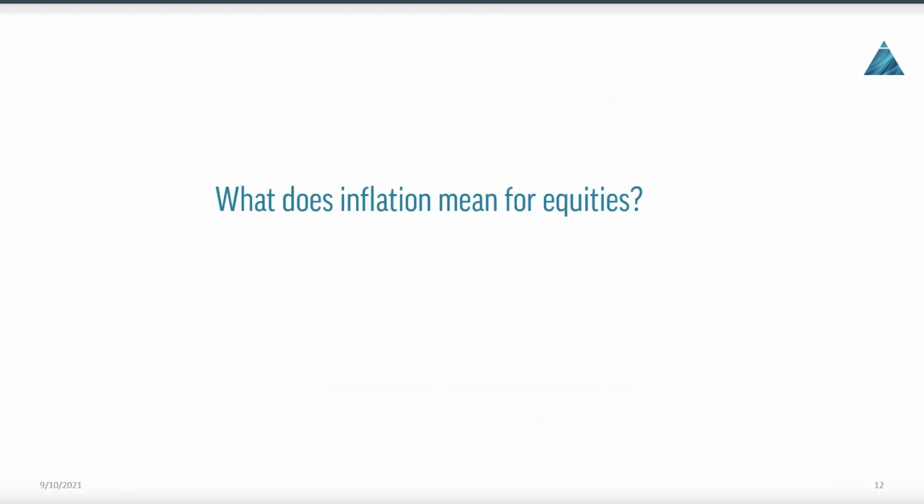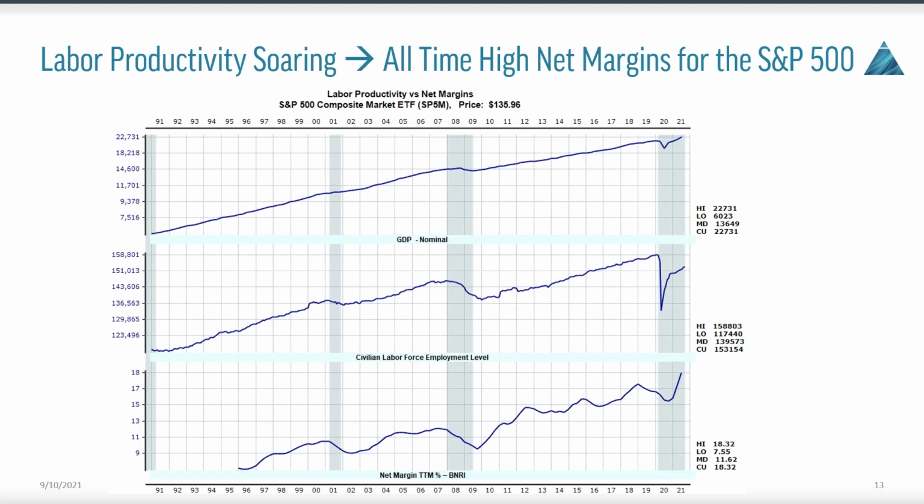So what does this mean for equities, right? We're all equity managers. This is the most important question for us. What do we do with all this information? Why does that matter to us? Well, we can see here that if we look at nominal GDP growth, check out what this chart is showing you here. This is another example of a chart that you can build within ZRS and Advisor Tools.